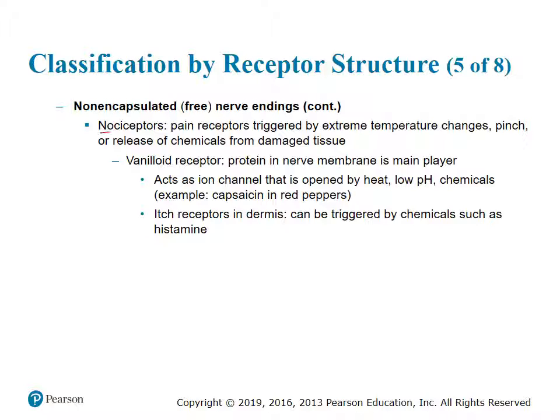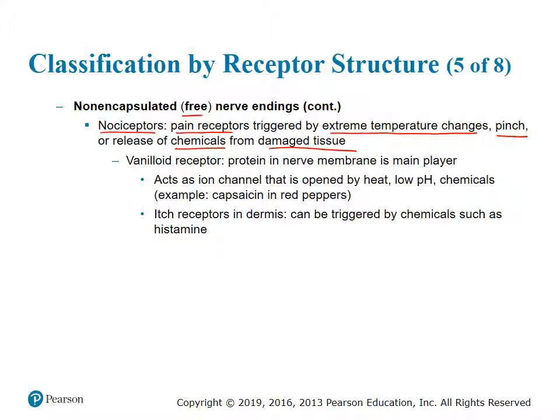Nociceptors are free nerve endings as well, and those are pain receptors. Again, we just talked about extreme temperature changes, extreme pressure, like a pinch, or chemicals being released. Chemicals get released, for example, when we damage tissue. So when there's tissue damage, the chemicals released from those cells get received by the free nerve endings, and you perceive it as pain.